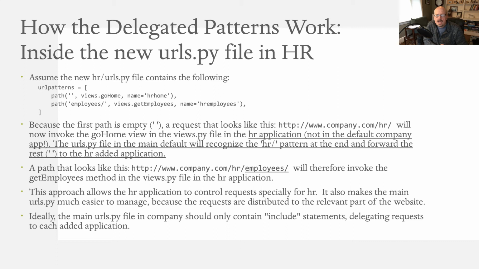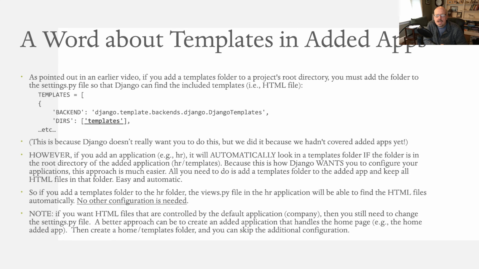Now, ideally, the main urls.py file in a company should only really include statements, to be honest, delegating the request to each added application. Now, this may or may not be the case for our specific applications in this class, but conceptually, it works a lot better with Django if the urls.py file in the default app simply does include the include statements and forwards the requests onto the individual applications.